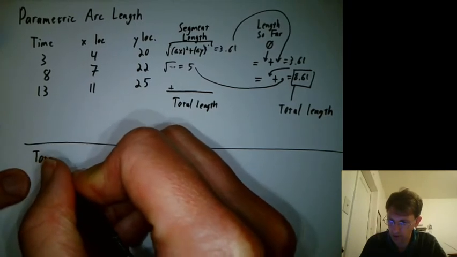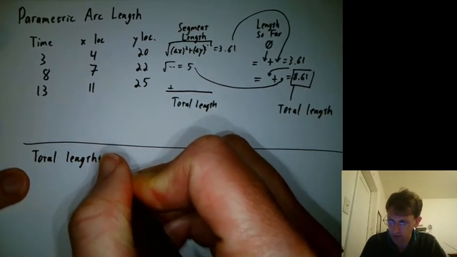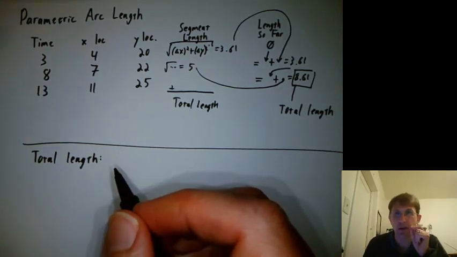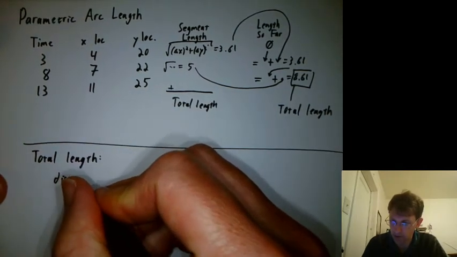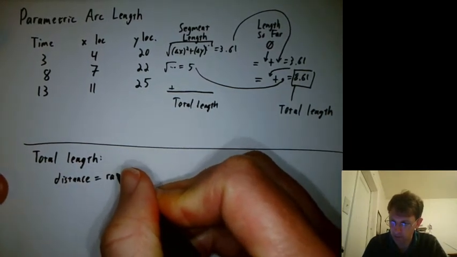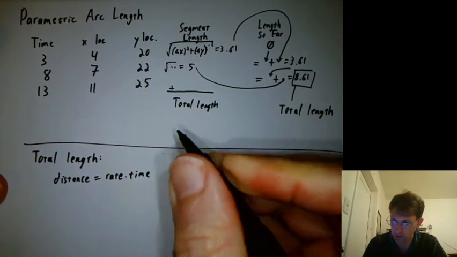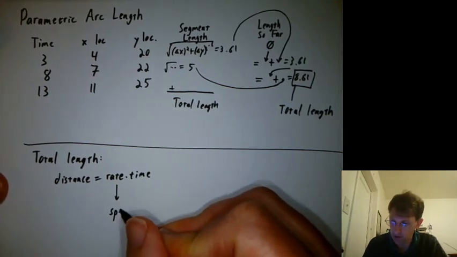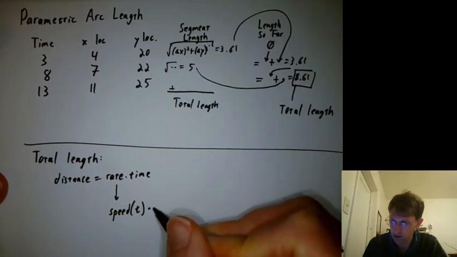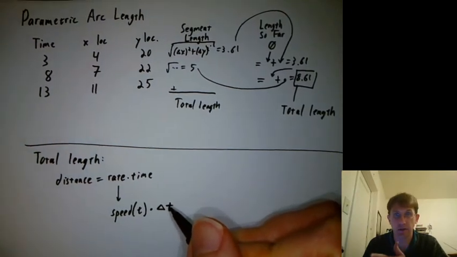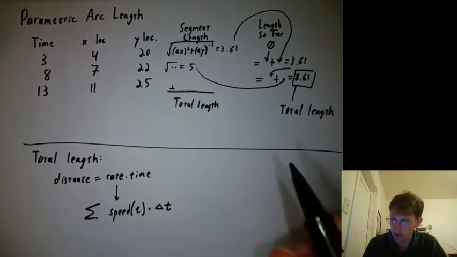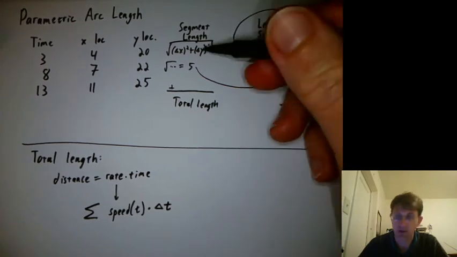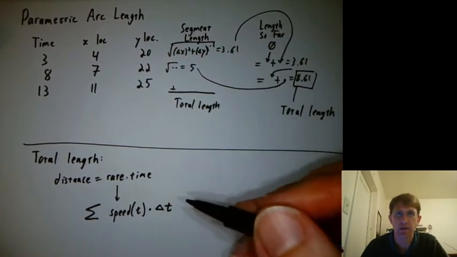What are the ways we can think about total length? Well, there's two good ways to think about it. One, you might have heard the formula, distance equals rate times time for motion problems. Rate would be like the speed. So we could say, what's the speed at time t times how long do I spend going that speed, and add that all up. That's a good way to think of it. Another way to think of it is just adding up these segment lengths so far. Is there a relationship between those?